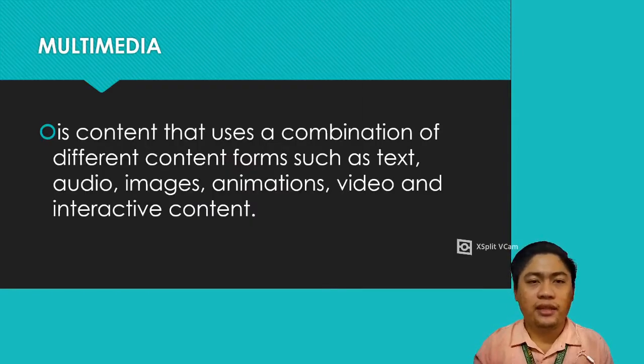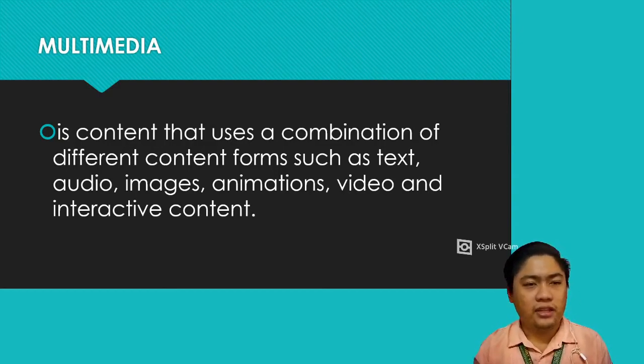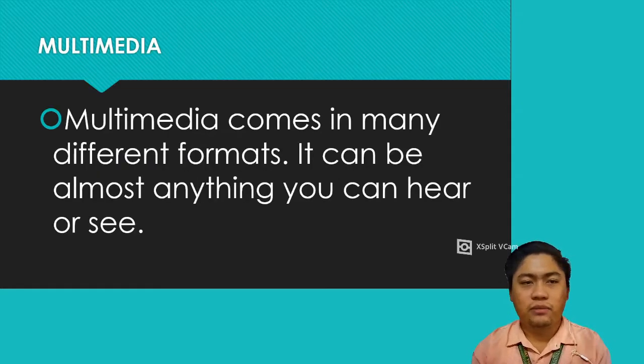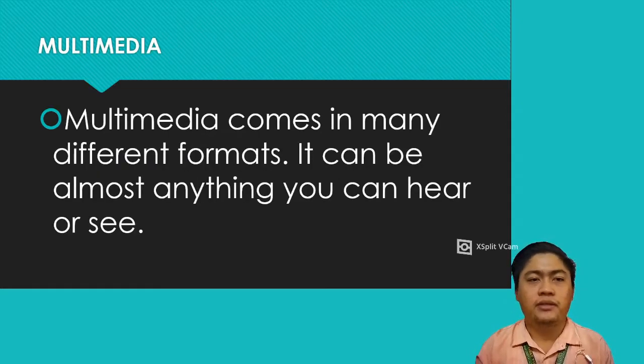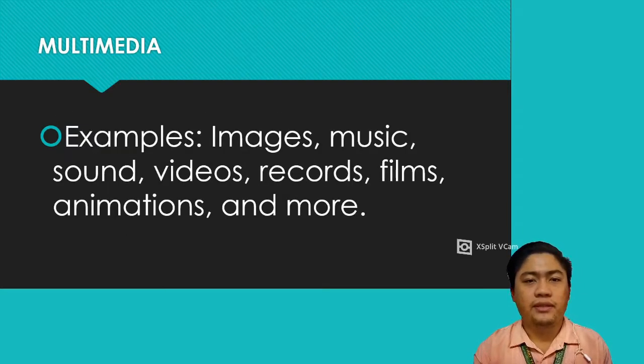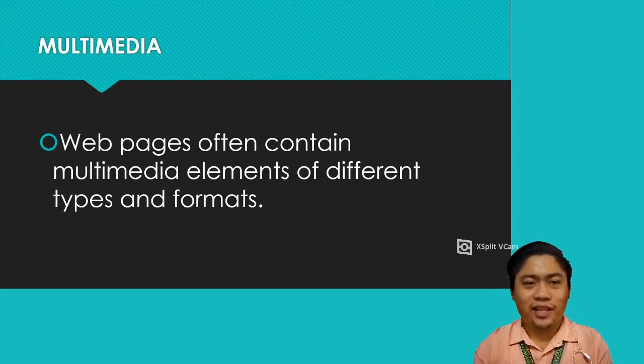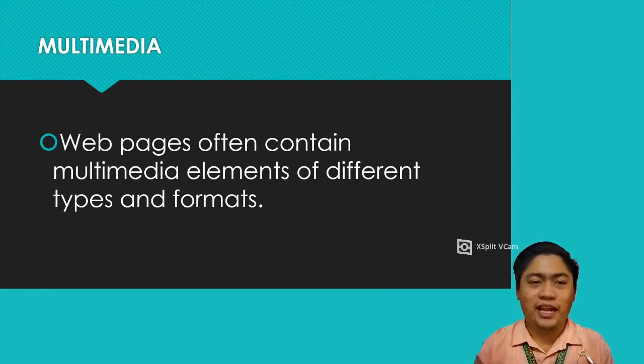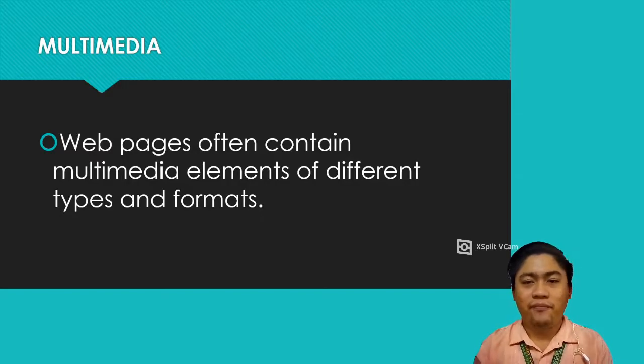Multimedia is content that uses a combination of different content forms such as text, audio, images, animations, video, and interactive content. And also, multimedia comes in many different formats. It can be almost anything you can hear or see. Examples are the following. We have the images, music, sound, videos, records, films, animations, and more.